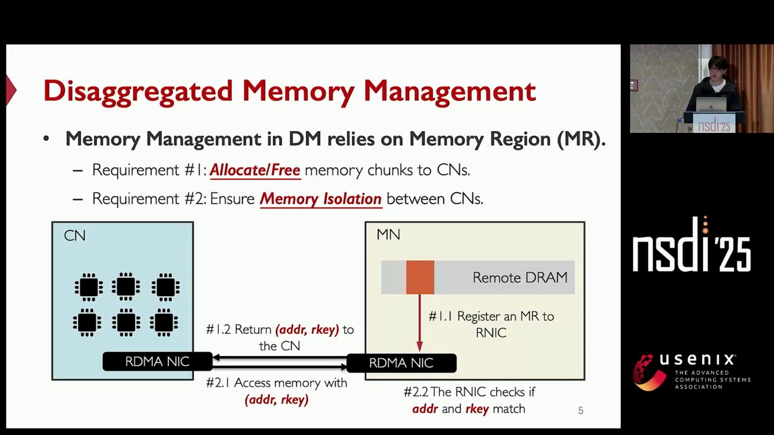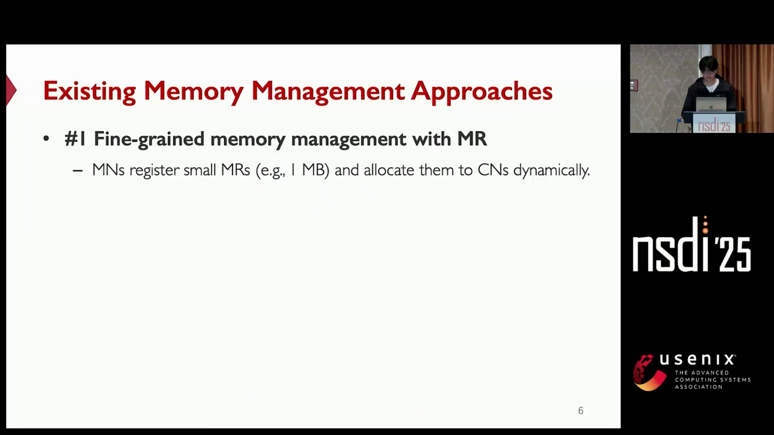For this purpose, RDMA provides a control path operation called memory region registration. A memory node can allocate a memory chunk to the compute node by registering the memory chunk to the RNIC as the memory region and sending its metadata back to the compute node, including the memory region's address and R key, which is the access token. Then the compute node can access the allocated memory with this address and R key.